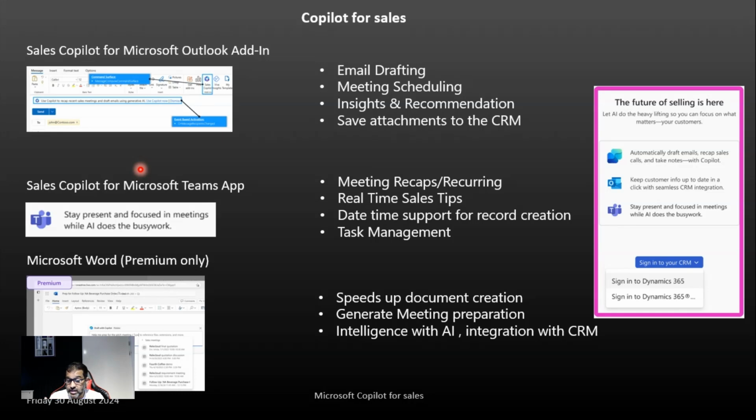For example, the Sales Copilot for Microsoft Outlook is represented as a third party add-in in Microsoft Outlook. Same, the Sales Copilot for Microsoft Teams app is also represented as a third party app in Microsoft Teams. So what can Sales Copilot for Microsoft Outlook do in my scenario?